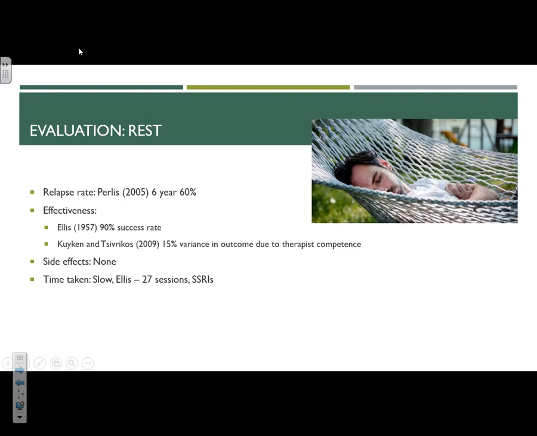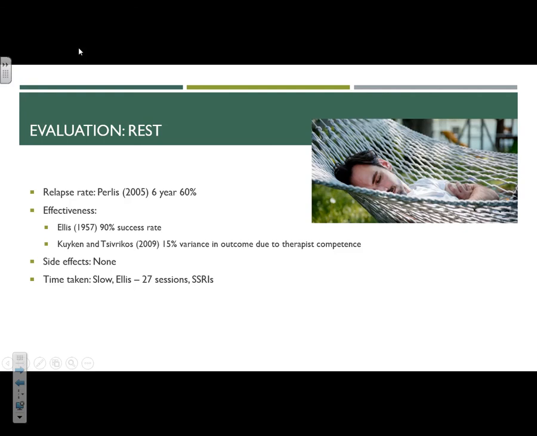Effectiveness. Of course Ellis in 1957 found there was a 90% success rate, and you could talk about why that's good, what that tells us about the theory, and what it saves us for the economy. However, it was done by Ellis, and Ellis did invent, or develop, the concept of rational emotive behavioural therapy. So does that suggest there might potentially be some investigator bias?